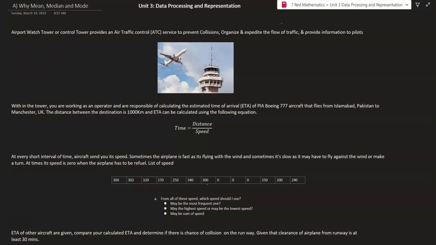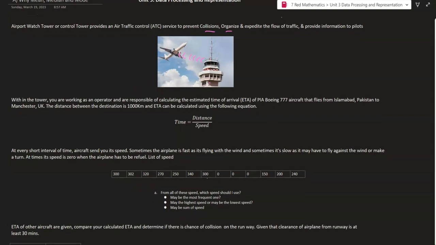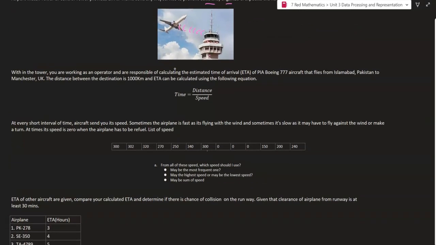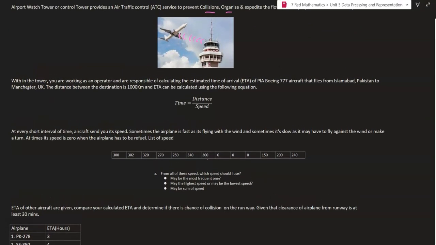So let's consider an example. This is basically an airport watchtower, and what it does is it prevents collisions, organizes the aircraft, expedites the flow of traffic, and provides information to the pilots. So it will send signals and tell them about the runway's position and conditions. It will also inform them of weather reports as well.